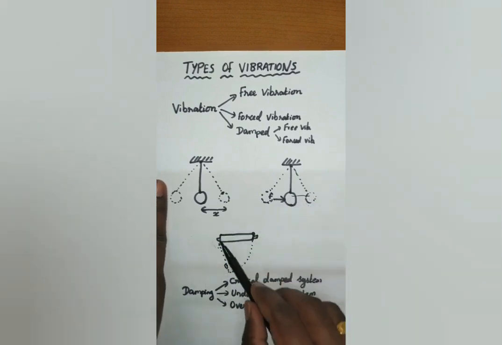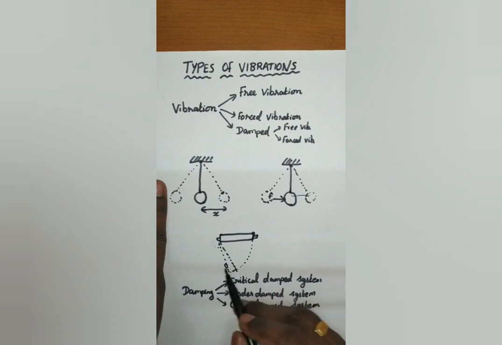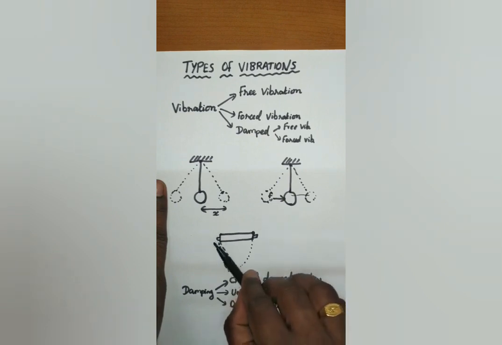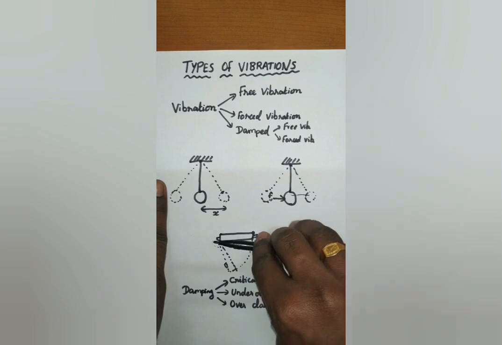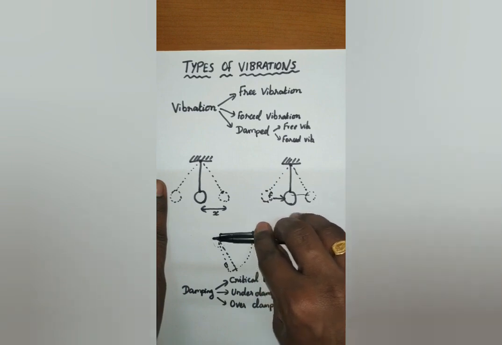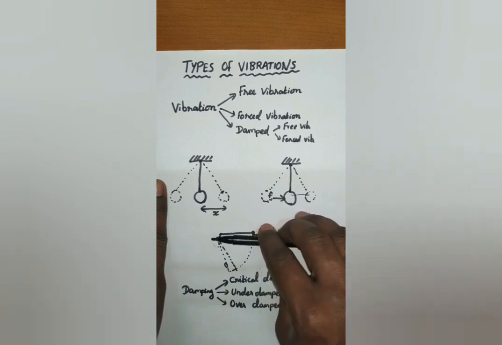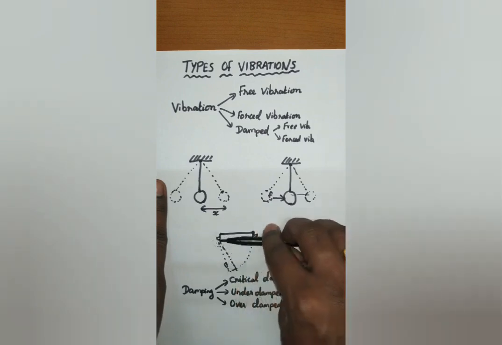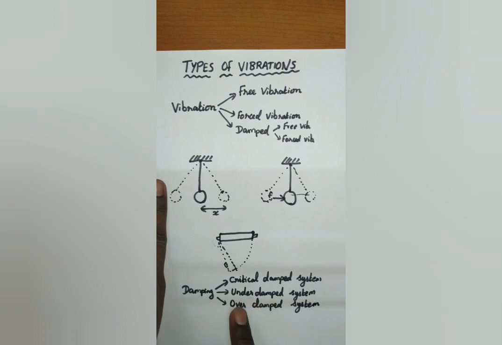And if you take over damped system, the damping effect of this damper will be very high, such that the closing will be very slow compared to your critical damp system. It will go very slow and it will just close here. Okay, that's why it is called over damped. Because of the high damping effect, the door is slowly closed. That's why it is over damped system, right?